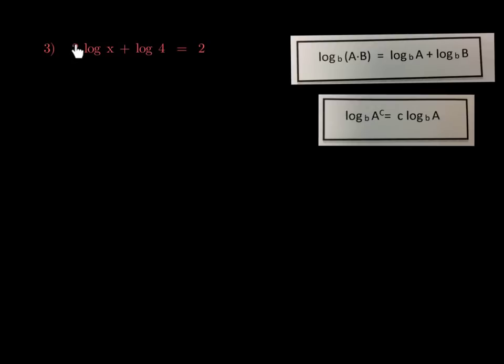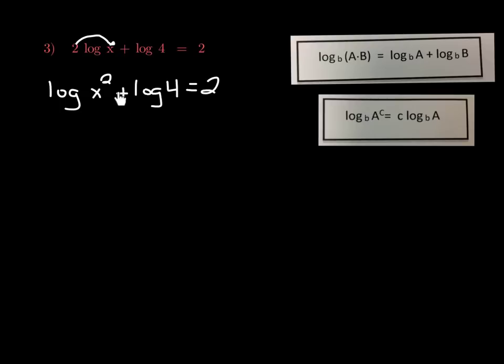I can take that and make it an exponent on the x. So I can first rewrite this as, let me just get my pen here, log of x squared plus log 4 equals 2. Okay, so the power rule tells you that you can take a number in front of the word log and make it an exponent.